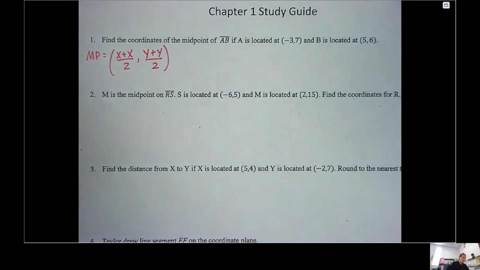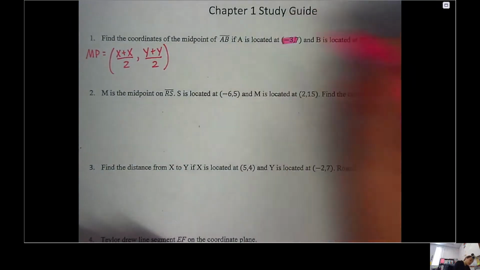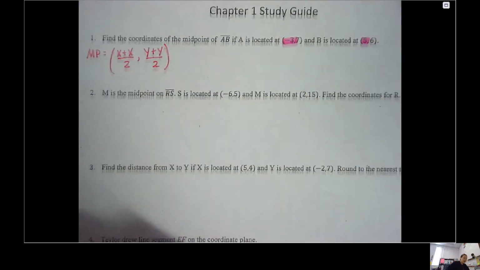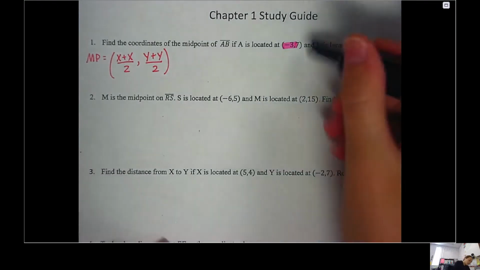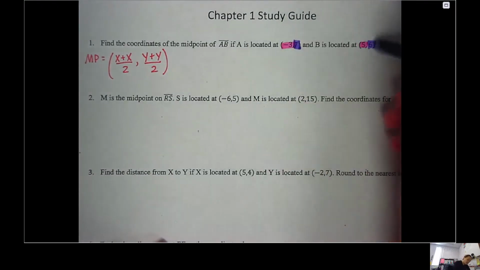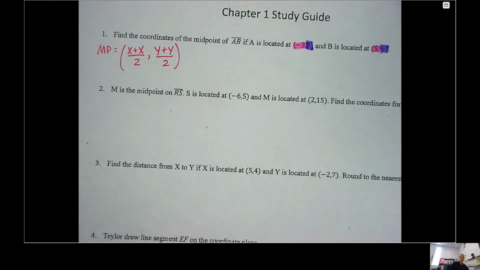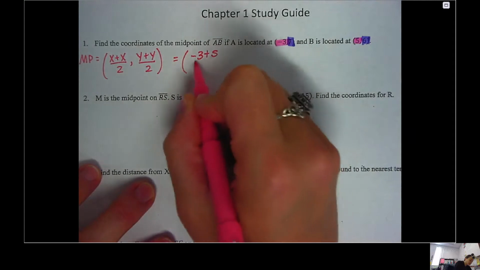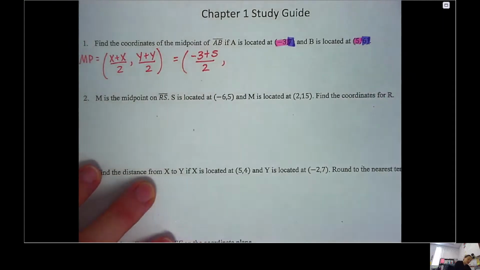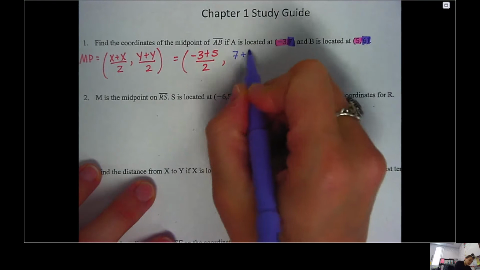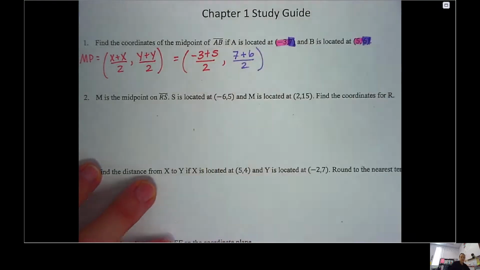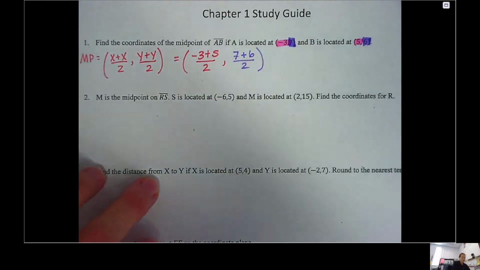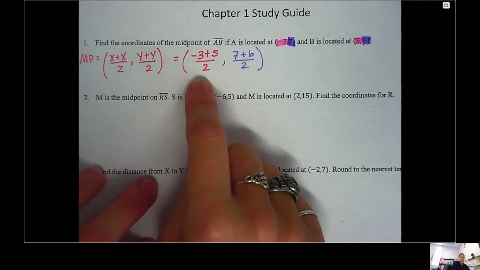In my 2 points, my x values are -3 and 5, and my y values are 7 and 6. Let's start with our x values. I'm going to add together -3 plus 5 and then divide by 2. Then my y values are 7 plus 6 divided by 2. Make sure you do the numerator first, everything on the top, and then divide by 2 when you are done.